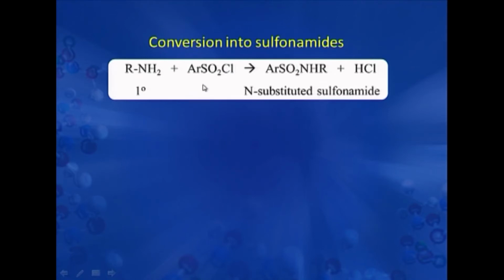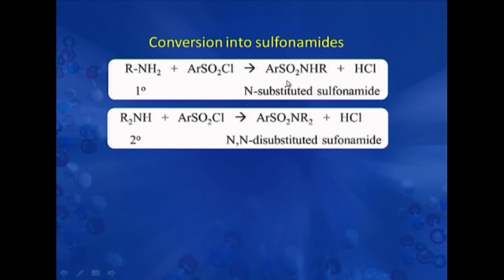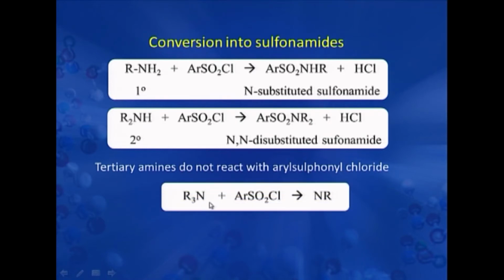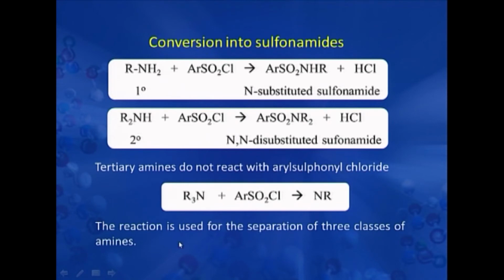Primary amines react with aryl sulfonyl chloride and form N-substituted sulfonamides, whereas secondary amines react under similar conditions to form N,N-disubstituted sulfonamides. Tertiary amines do not react with aryl sulfonyl chloride. The reason is very clear: they do not contain any hydrogen attached to nitrogen. You can see here there is no hydrogen, that is why no reaction takes place between tertiary amine and aryl sulfonyl chloride. This reaction of amine with aryl sulfonyl chloride is used for the separation of three classes of amines.